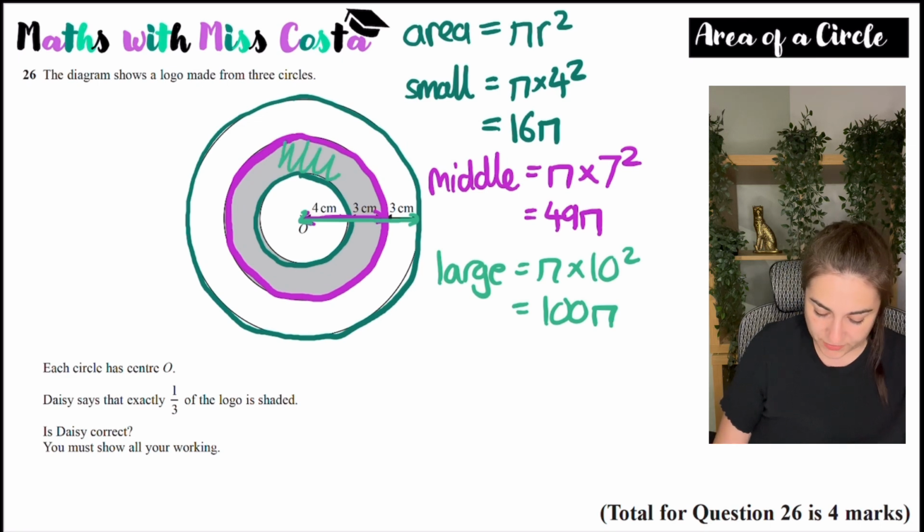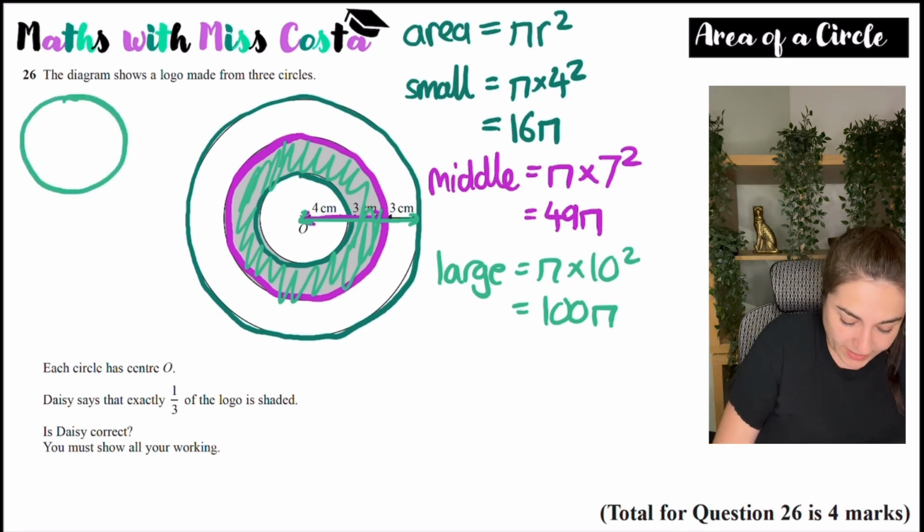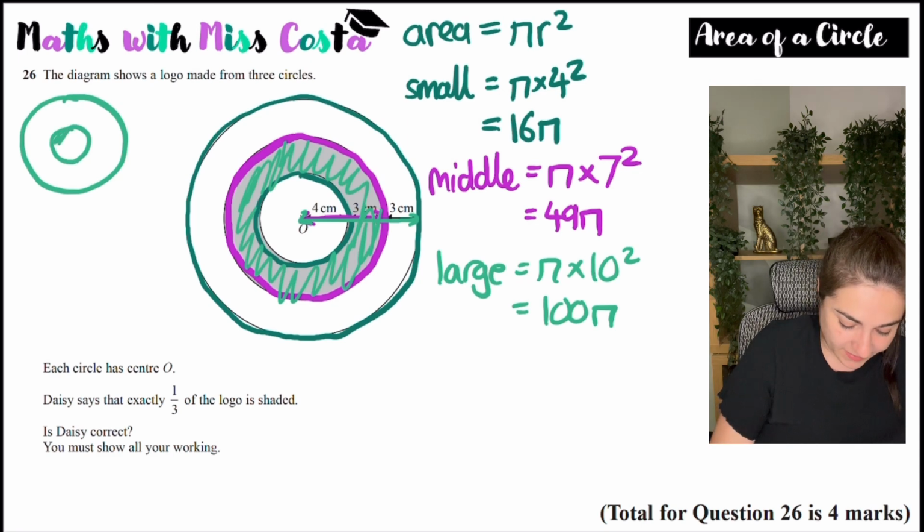Now to work out the shaded area, so this part here, essentially what I need to do is work out, so with shaded area you always work out the area of the big thing, and then there's going to be like a little thing that is taken out of that.